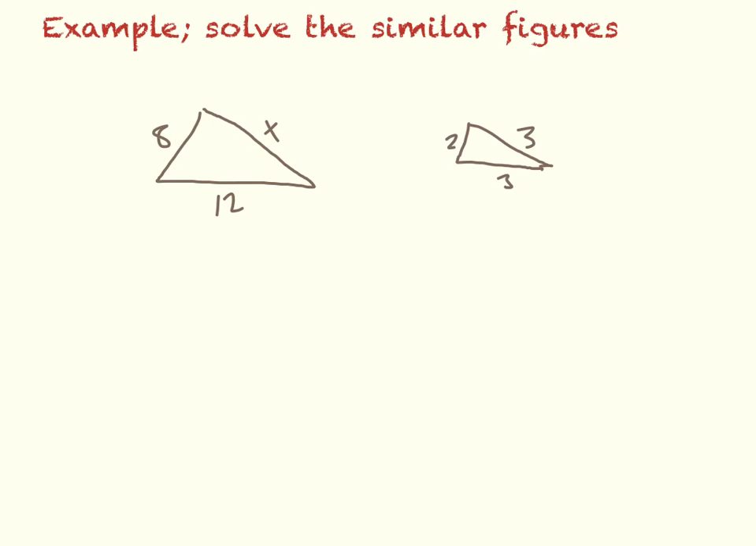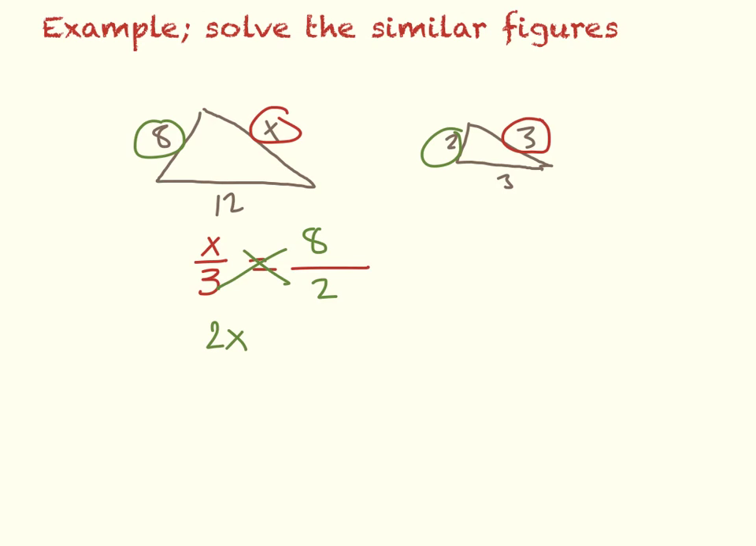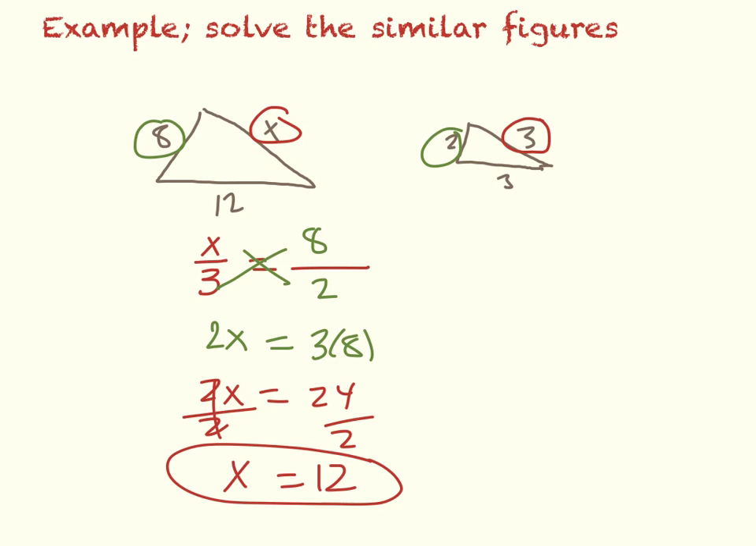For this next example, I have my x, which seems to be one of the top longer sides here. So it's matched up with that 3 there. So I have x over 3 equals, and then my short sides, the 8 and the 2. So 8 over 2. Then I do my cross multiplying. So I have 2x equals 3 times 8. So 2x equals 24, divide by 2, and x equals 12. And that would be your final answer.